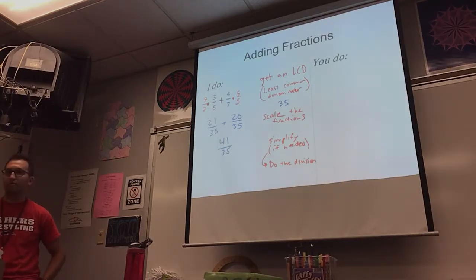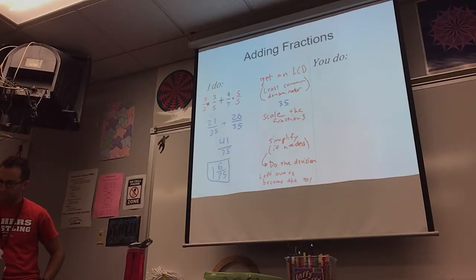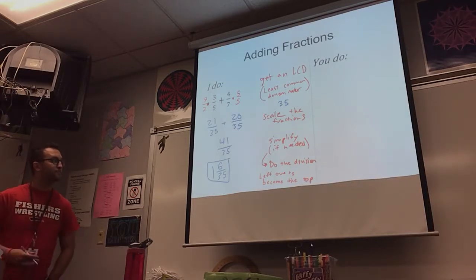So how many times does 35 go into 41? One time. And what do we do with that remainder? As the top. The top is called a numerator. Yep. So then the leftovers become the top, or the numerator. Okay?